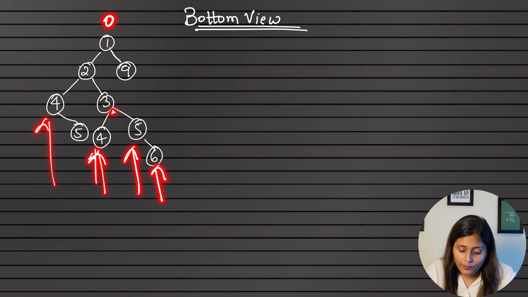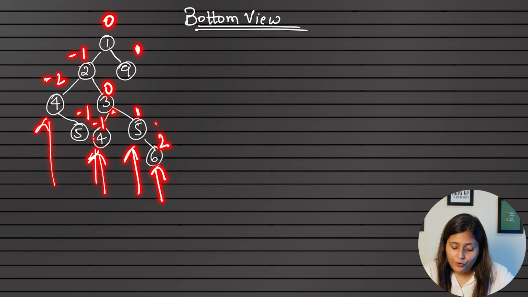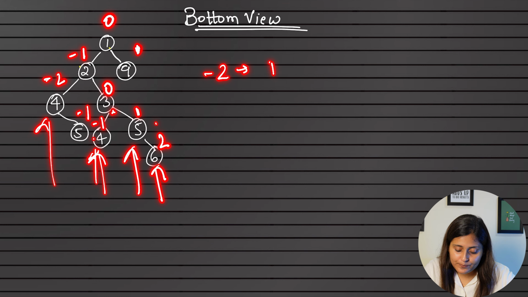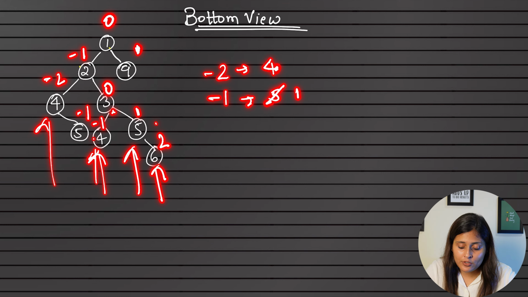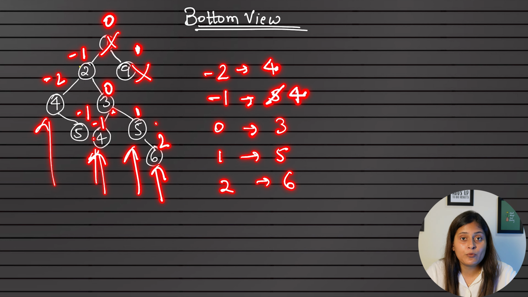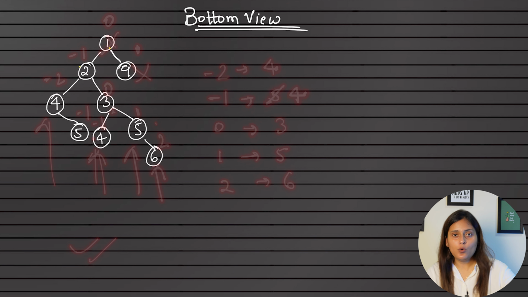Because the vertices are 0, 1, minus 1, minus 2, then again minus 1, then for this 0, for this minus 1, for this 1, for this 2, and for this 1. So definitely for minus 2 we will have 4. For minus 1 we had 5 but it was overridden, so 4. For 0 we will have 3. For 1 we will have 5. For 2 we will have 6. This 9 and this 1 will not be visible. So this is what we are expected to print.